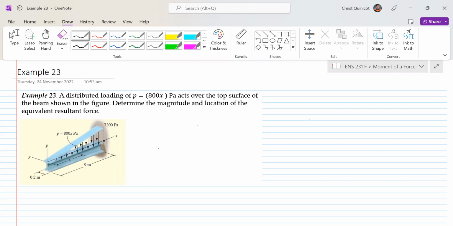But if we look at our image here, the width of our structure is constant over the entire length, which is 9 meters, and the width is 0.2. So what we can do is express our distributed loading in units of Newton per meter so that we can view it as two-dimensional, because like I said, the width over the entire length is equal.